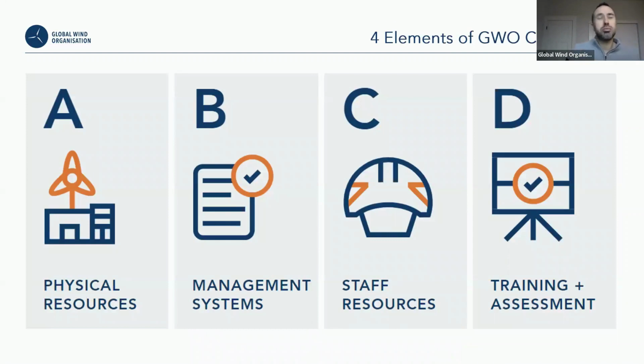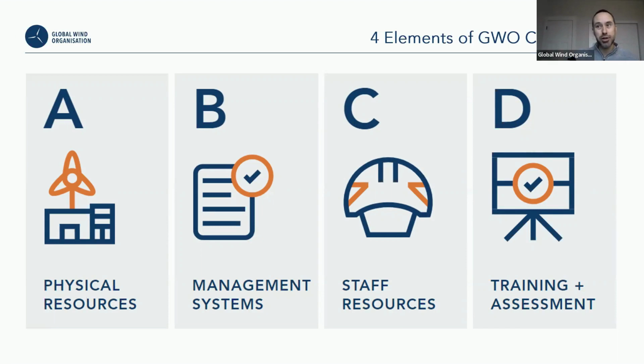Now, when you start the process to set up to be ready for GWO certification, there are 4 key elements that you have to be prepared for. Your physical resources, which is not only your facility, whether it's a mobile facility or a fixed facility, but all the equipment that you use for training. The management systems, the systems and processes and procedures that you have in place to ensure that you're delivering quality training. Your staff resources, how you do your instructor development, and then your training and assessment process.